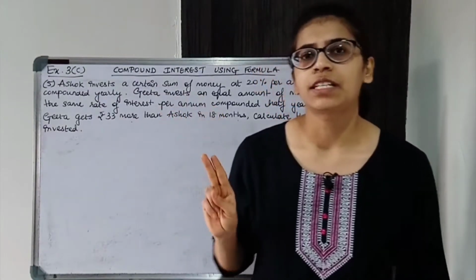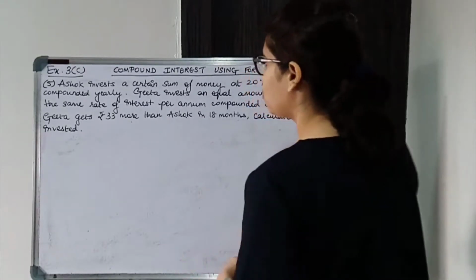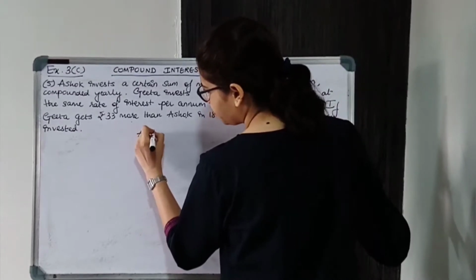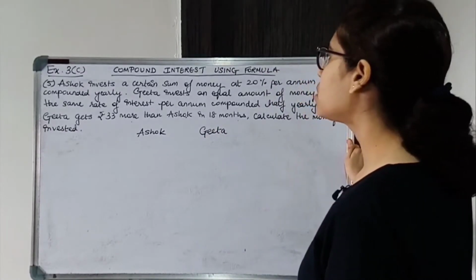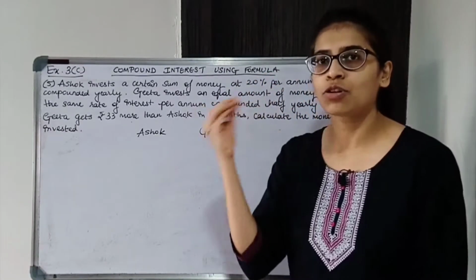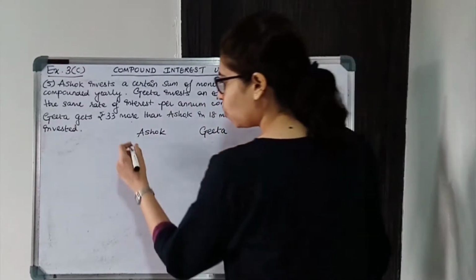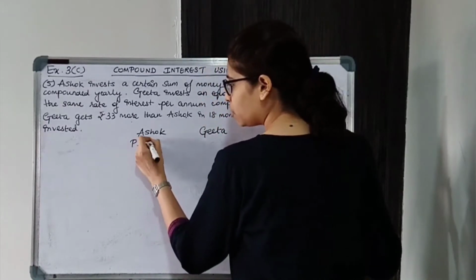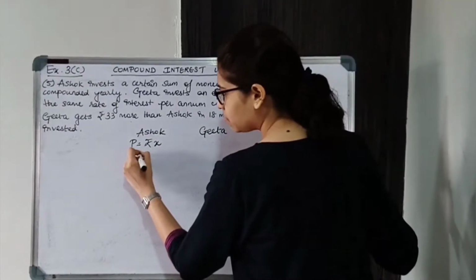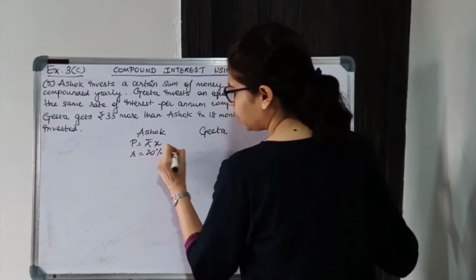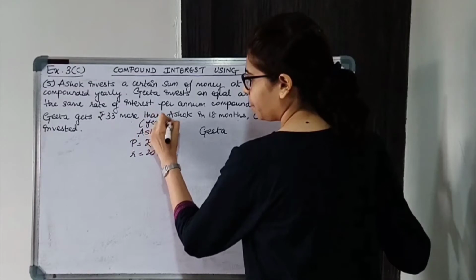There are two people who are investing money. One is Ashok, another is Geeta. So let's see what information we have. So there's Ashok and there's Geeta. Ashok invests a certain sum of money. So the sum of money is not known, that is principal is not known. We have to find the money invested, that is sum of money. So when you don't know the principal, you assume it to be X rupees, at 20% per annum. So R is 20% per annum, compounded yearly. So I'll just write down over here yearly.